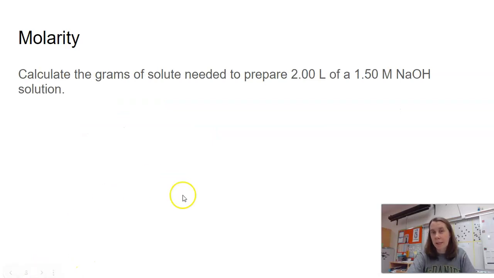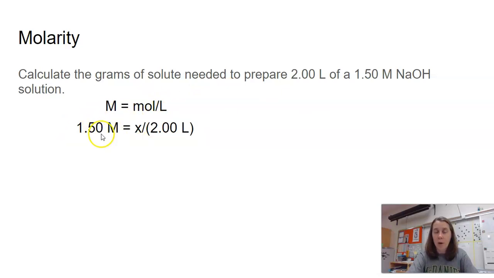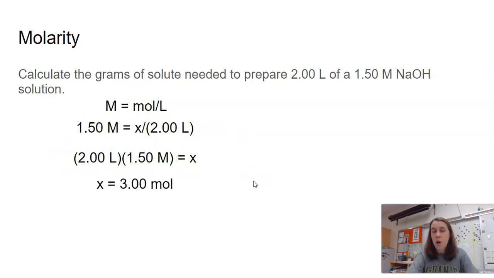All right, so now let's do one that's a little bit different. Let's say we want to make 2 liters of a solution, and we want to have a molarity of 1.5. If we want to figure out how many grams of solute we need, you would start with your molarity. We have that same equation we did before. That 1.5 is our molarity, and that's going to equal some number of moles divided by the number of liters. So 1.5 is going to equal X, or you could just write moles, it doesn't matter, divided by 2. To get that by itself, you have to multiply both sides by 2. So X is going to be 2 times 1.5 molar, which is 3 moles of NaOH.